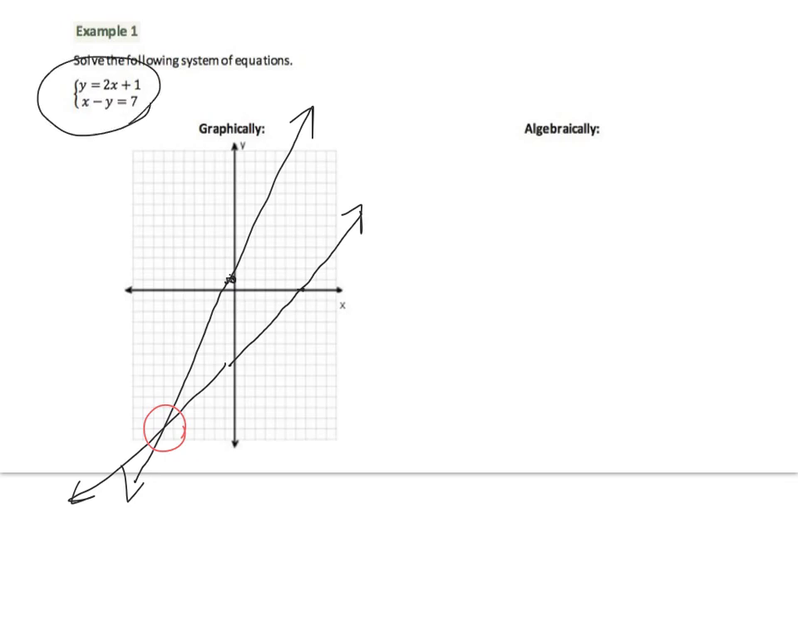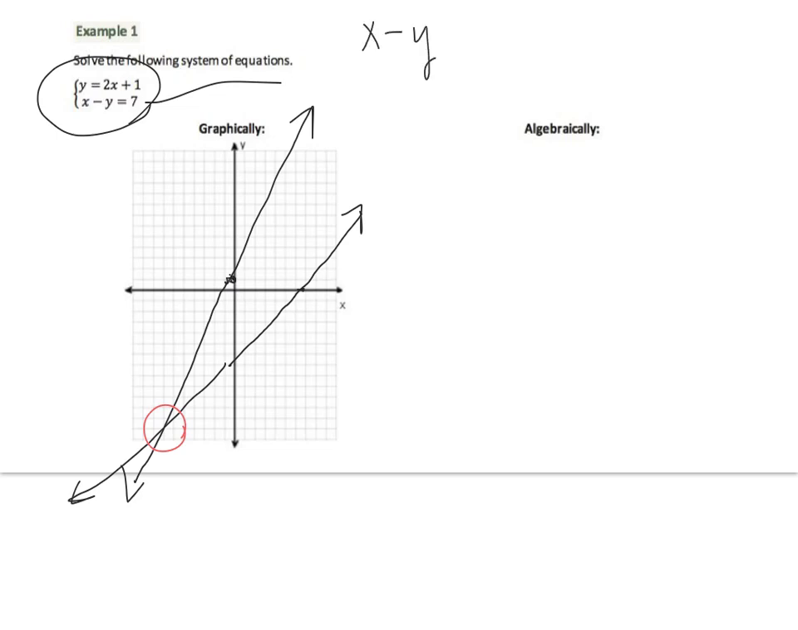Algebraically, I am going to combine these a little bit to solve one equation for another. The first thing I'm going to do is set the second equation into slope-intercept form. So let me rewrite that.